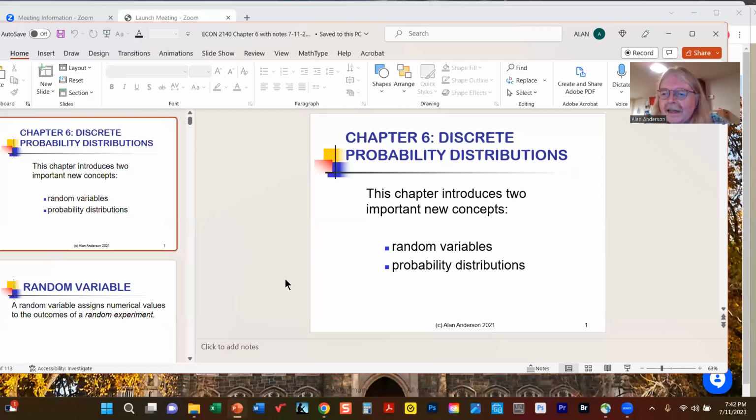All right, so we're ready now for chapter 6. And so we're going to be doing some extremely important material in this chapter. We're going to introduce two concepts that will be important throughout the rest of this course and also stats decision making. What is this all about? Well, we're going to introduce the concept, as you can see, of random variable and what's called the probability distribution.